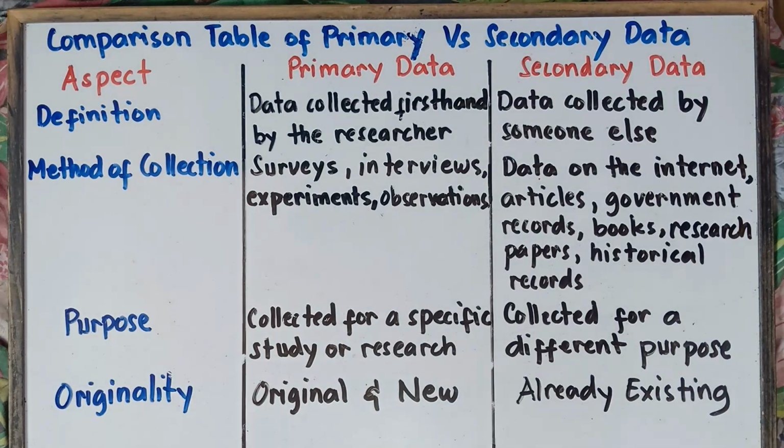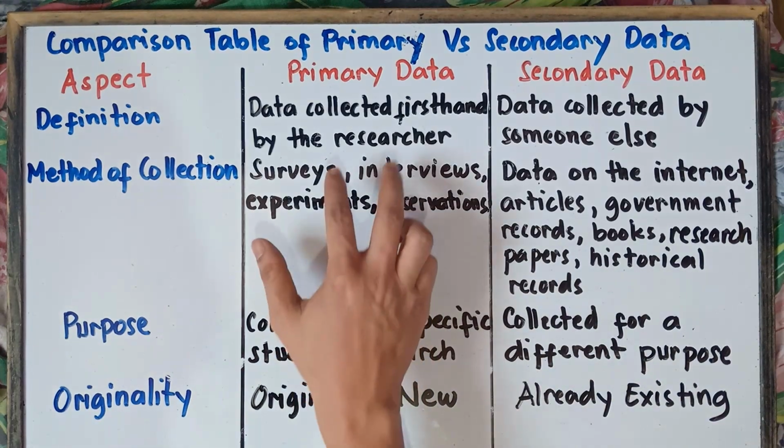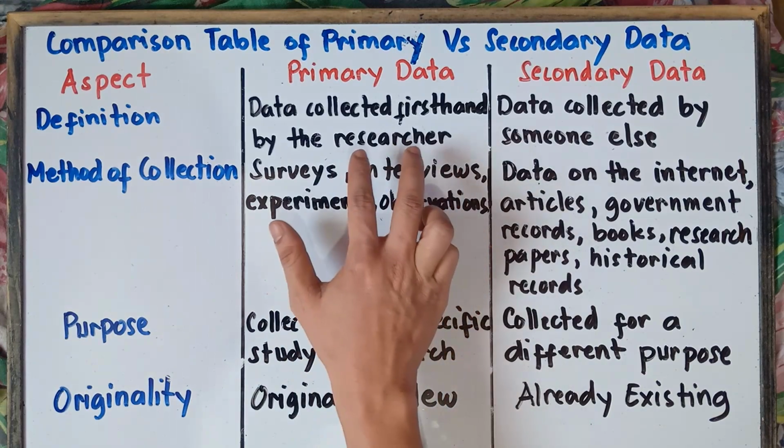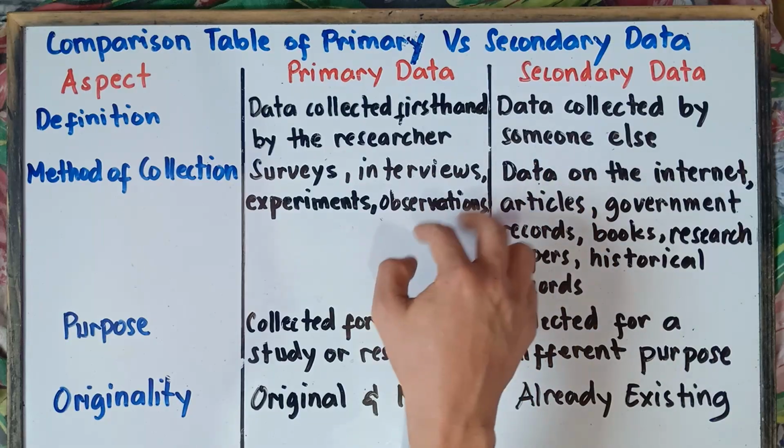Alright, so in today's video class we're going to compare primary data and secondary data. Now the definition, class: primary data is data collected firsthand by the researcher. Secondary data is data collected by someone else.